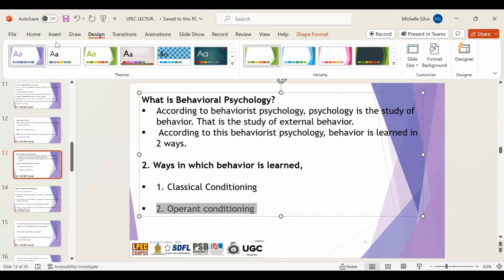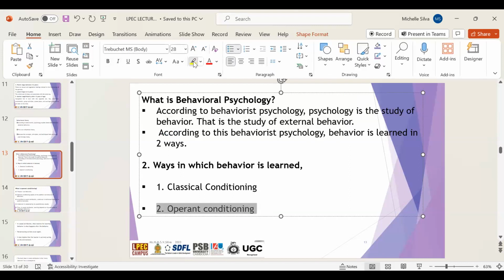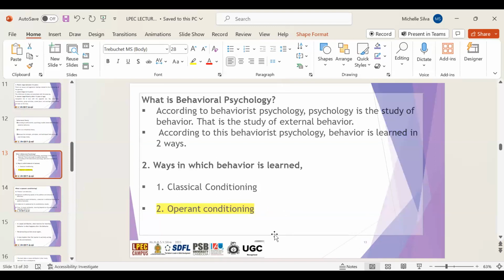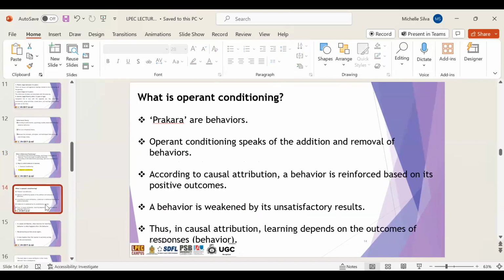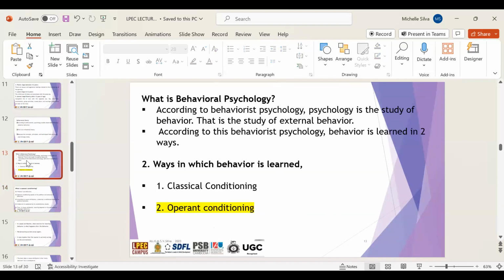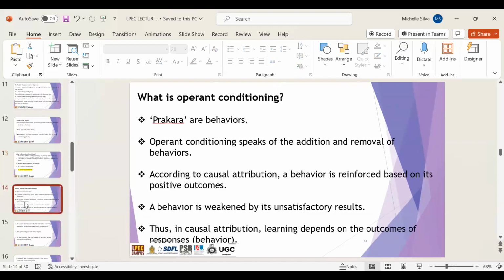But here we are focusing only on operant conditioning because time is a limiting factor, because we have to cover sociology and counseling as well in this course. So we focus on the very important areas. It does not mean that classical conditioning is not important, but when we compare these two, operant conditioning is very important and applicable for a business management student. That's why I have selected this area rather than classical conditioning.